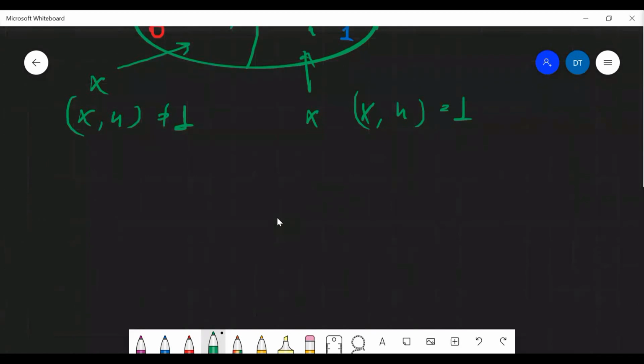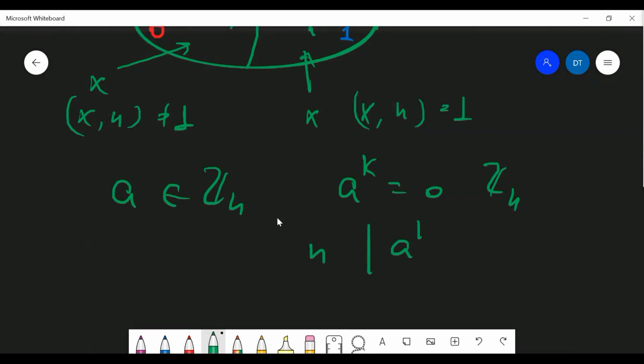Let's do it explicitly. Let's take an element A from Zn. Let's raise it to a power of k, and suppose that it's 0 in Zn. What does it mean? It means that n divides A to the power of k. Well, now, suppose your integer n is a product of distinct primes, p1 to the k1, etc., pr to the kr. So p1, pr are distinct prime integers, and k1, kr are just some positive integers.